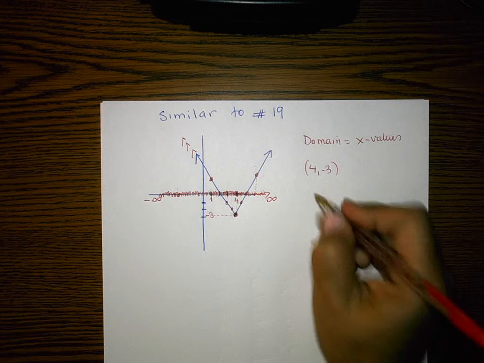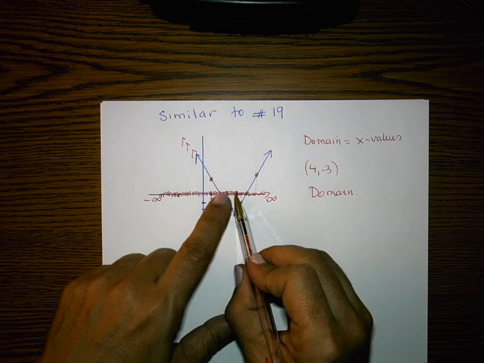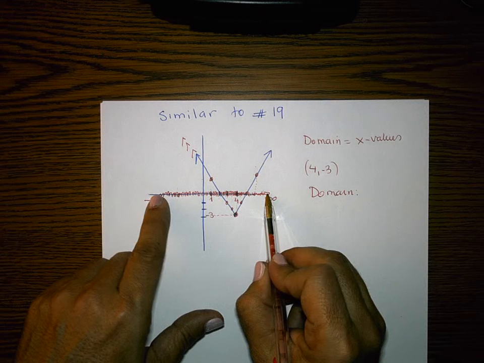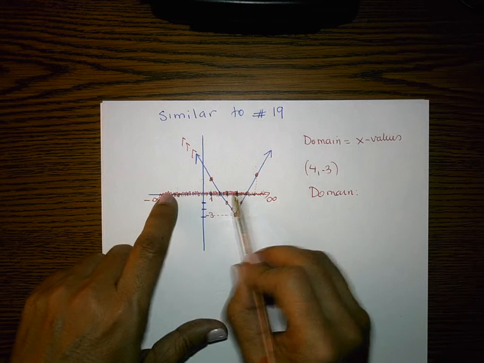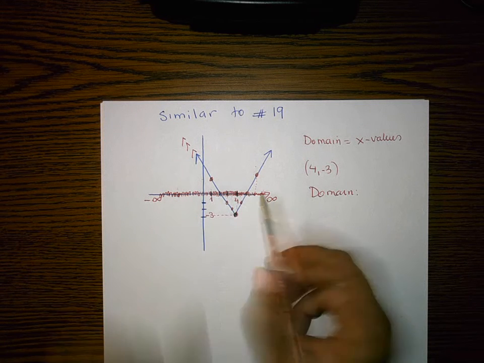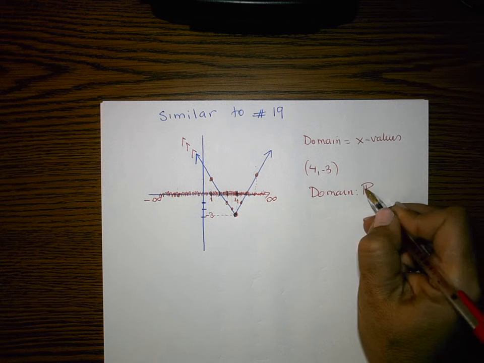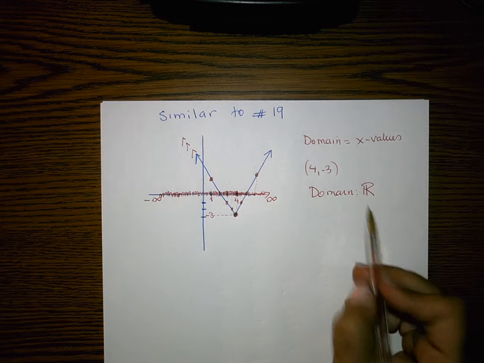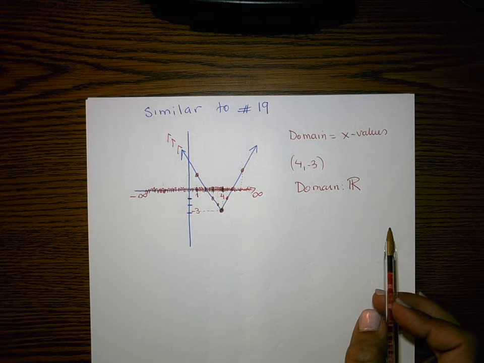So it looks like the domain for this, for sure, is all of the x values. All of them. Doesn't matter if you have a positive x value or negative x value, you will find a corresponding y value for it. The way to show all real numbers is to use the symbol for all real numbers. It's a double-legged letter R, capital R. So that's how I show the domain.